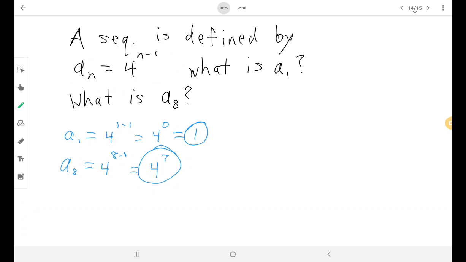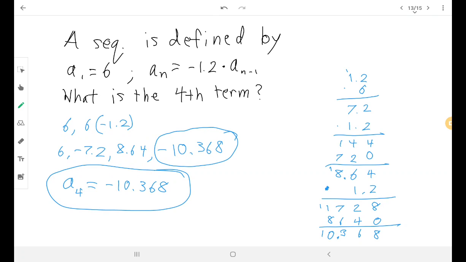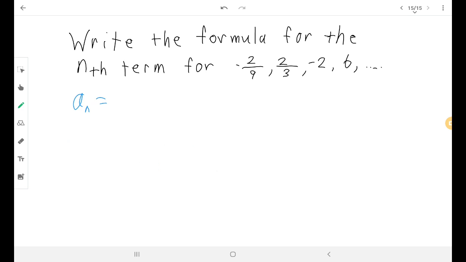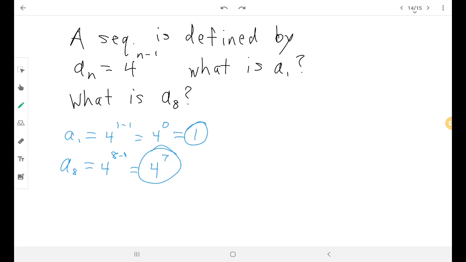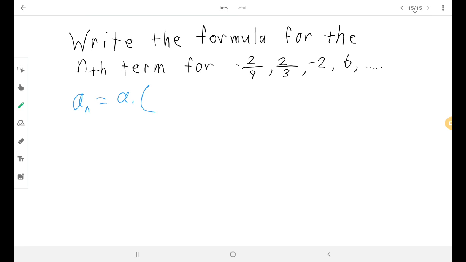So in this type of formula, the way this works is you say a sub n equals a sub 1 times, and this is the common ratio, times the common ratio raised to the n minus 1, and that'll give you the formula for the nth term. So let's try and put some of that in, okay? Again, what's the common ratio?